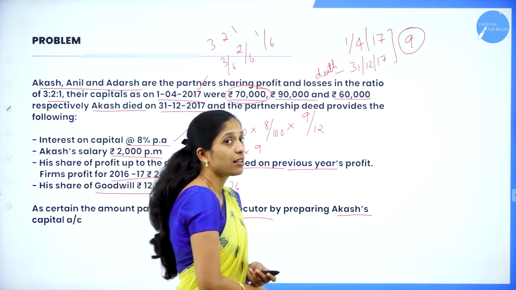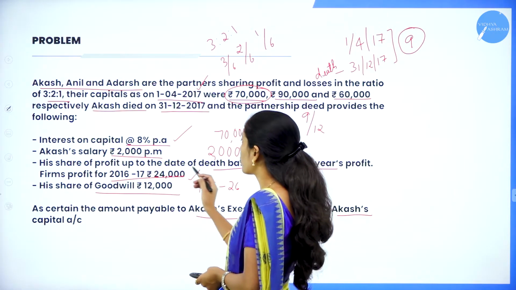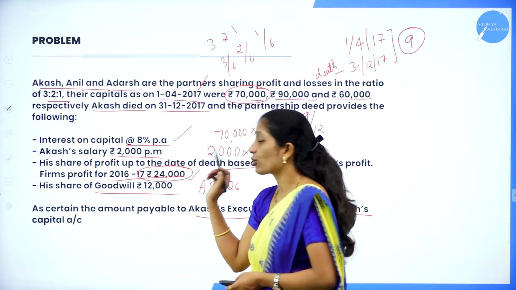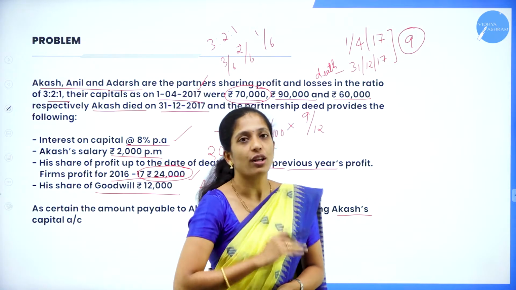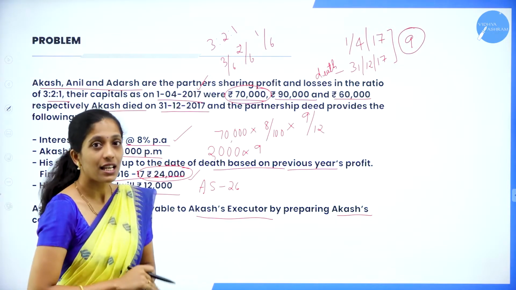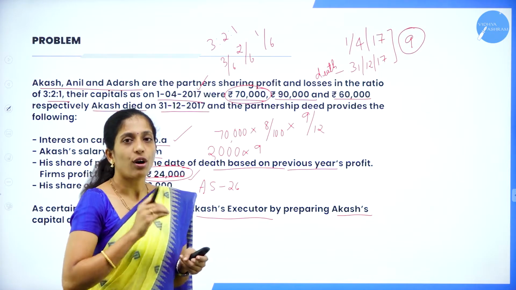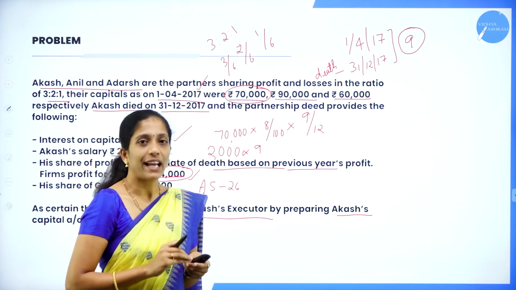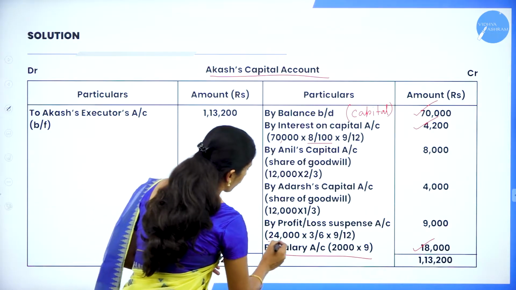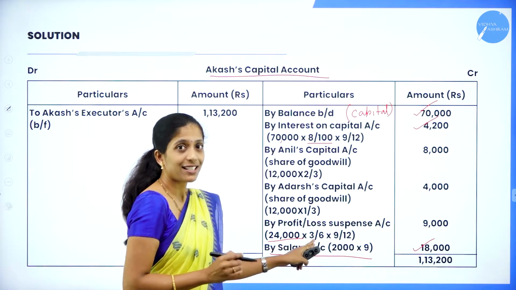Next, what have they given? They have asked us to calculate the profit. So, his share of profit up to the date of death based on previous year profit, that is 24,000. So, they have given the previous year profit. Based on that, we have to calculate his share of profit. So, it's nothing but profit and loss suspense account. That is from the beginning of the financial year till the death of the deceased partner. So, how to record? By profit and loss suspense account. So, 24,000 was previous year profit into what is his share? That is the deceased partner's share.